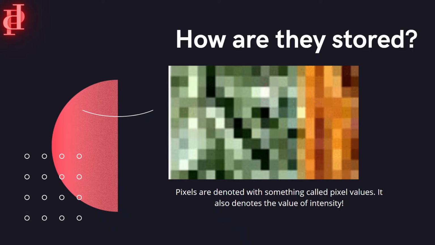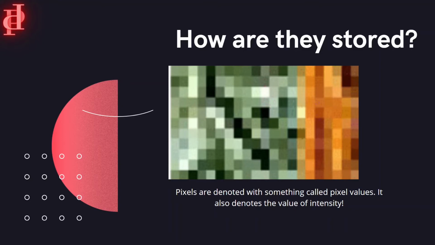And how are they stored? Pixels are denoted with something called pixel values, and it denotes the value of intensity. These values are converted into numbers and then into binary, because everything in a computer is stored as binary, which is zeros and ones. So these are converted into binary and it is stored as a long list. And we will be taking a look at this practically in Python. So do not worry if you're not able to visualize what exactly this list looks like.